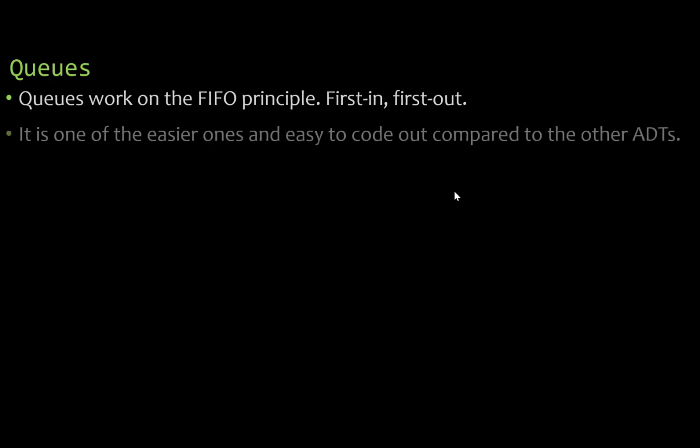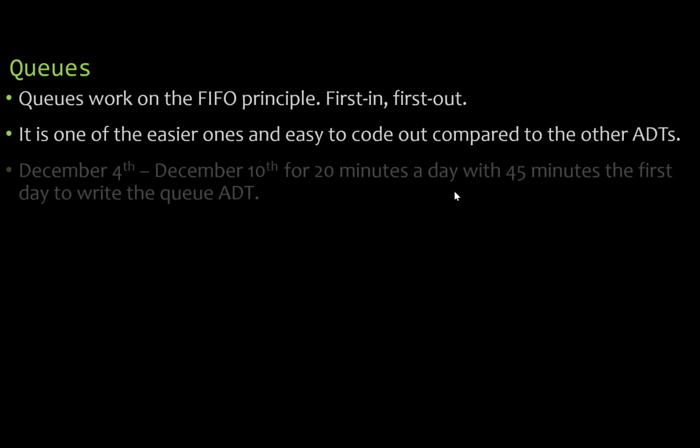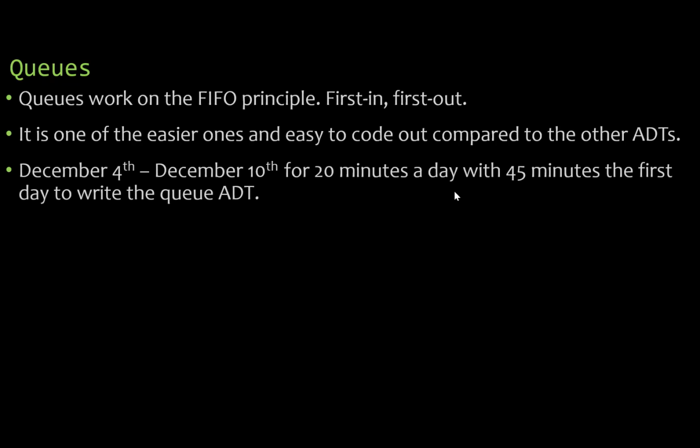That's the first in, first out principle. It's one of the easier ones and easy to code out compared to the other abstract data types. So we're going to start on December 4th. We're going to block out time from December 4th to December 10th for 20 minutes a day, with 45 minutes the first day to actually write the queue abstract data type.